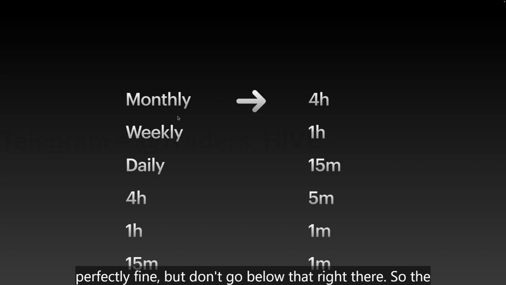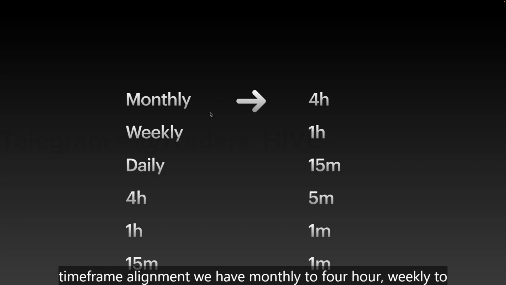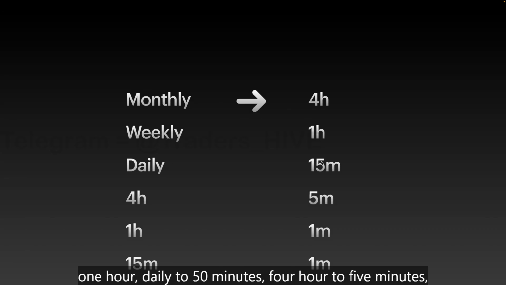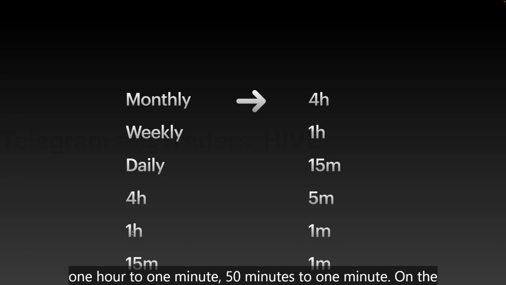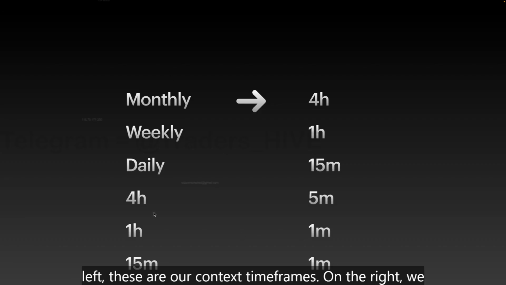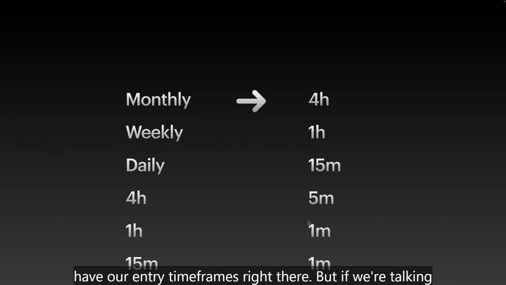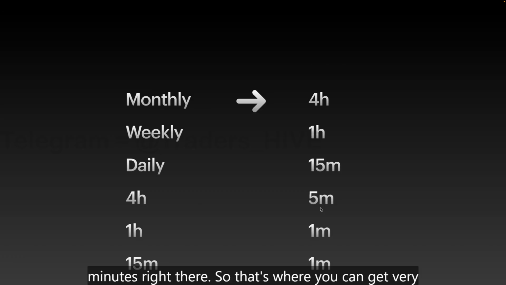So the time frame alignment we have is monthly to 4-hour, weekly to 1-hour, daily to 50 minutes, 4-hour to 5 minutes, 1-hour to 1 minute, 50 minutes to 1 minute. On the left, these are our context time frames. On the right, we have our entry time frames right there. But if we're talking about the monthly to the 4-hour, that 4-hour can also again be used as a context time frame to go into the 5 minutes right there. So that's where you can get very creative.